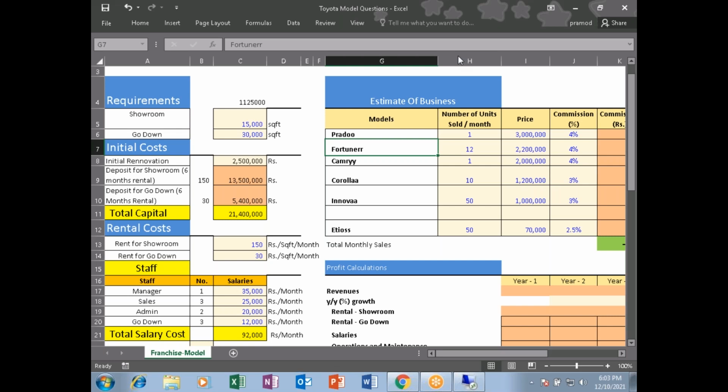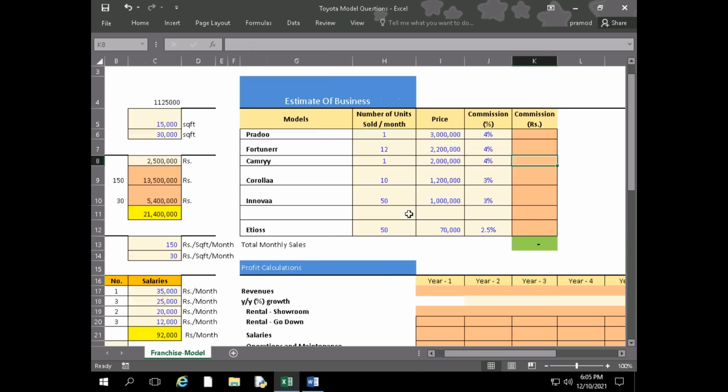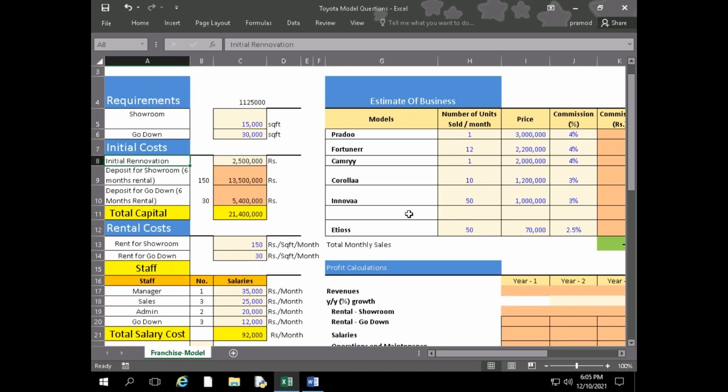We have to fill these boxes, sir. Columns. Yes. This part also, the estimated things also you fill up. Same thing. Estimated. Estimate of business only, no, sir? Yes, sir.